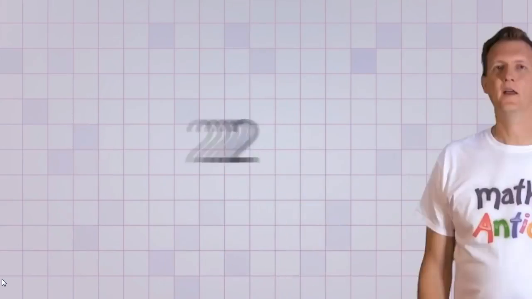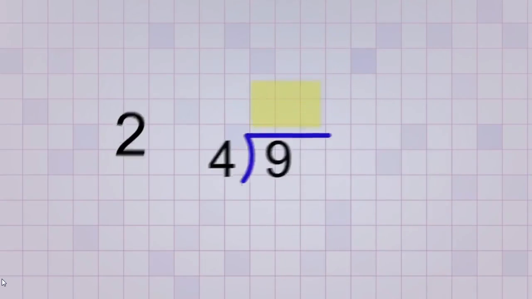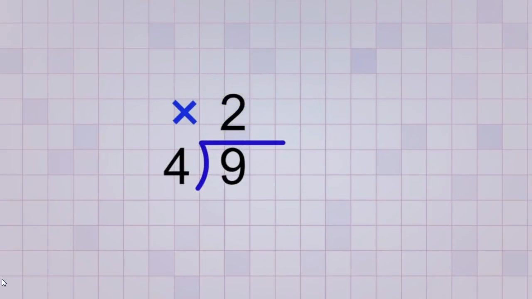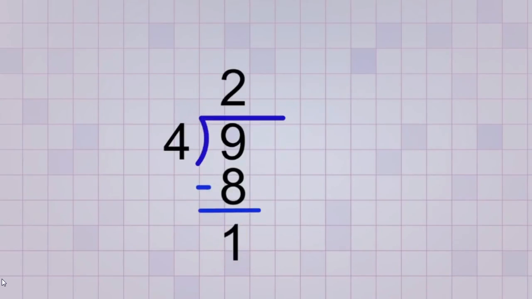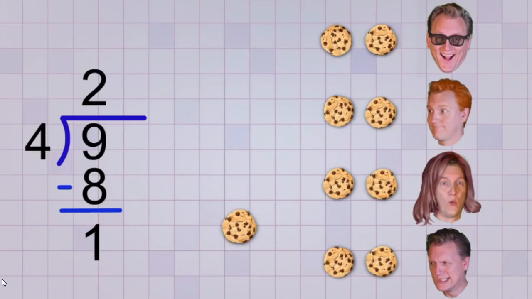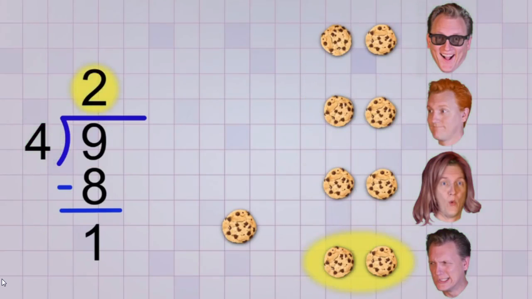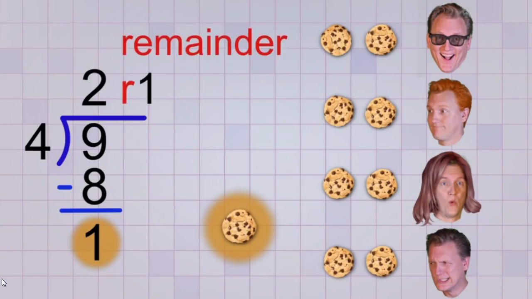So let's try 2. If we say that 2 4s will make 9, or almost 9, our problem looks like this. 2 goes in the answer spot, and then we do our multiplication procedure. We multiply that 2 by the 4, and we get 8. Then we write the 8 below the 9 so we can subtract it and find our remainder. 9 minus 8 equals 1. So that means our remainder is 1. Now that sounds good. It's less than our number of groups, and you can see with our cookie problem that it's exactly right. 9 cookies divided into 4 groups gives 2 cookies to each group, with 1 left over as a remainder, which we'll put right up here in our answer with an R for remainder.